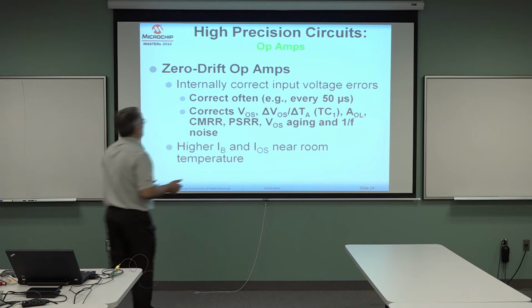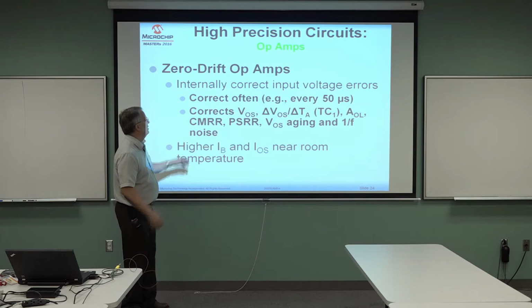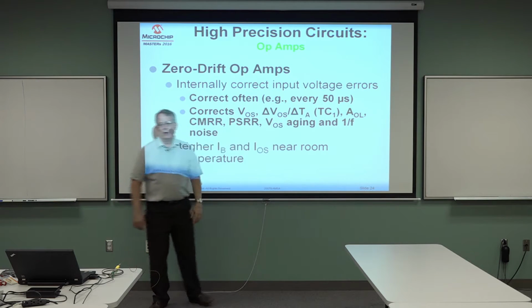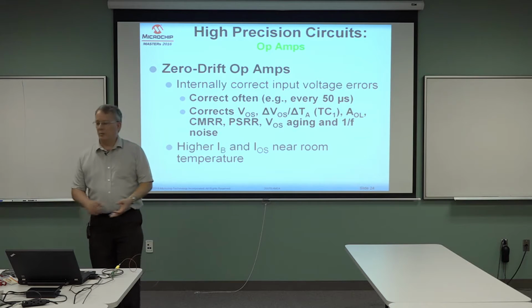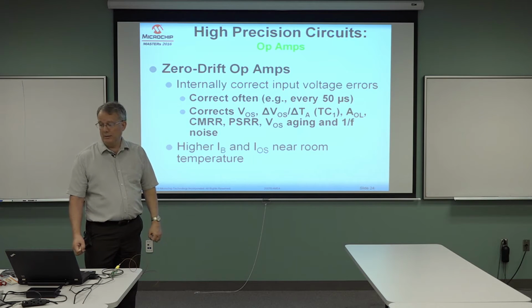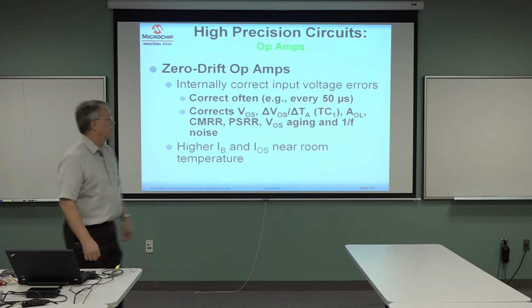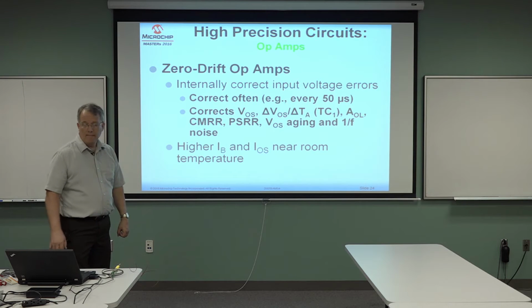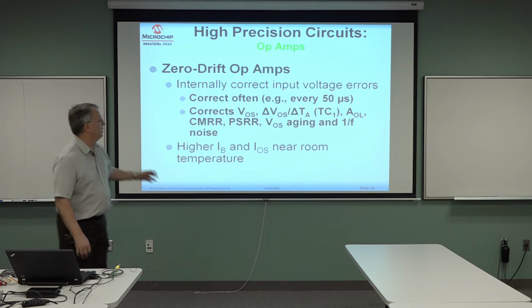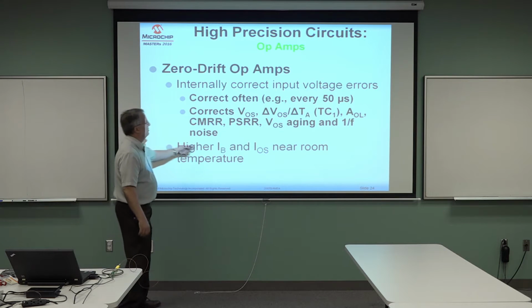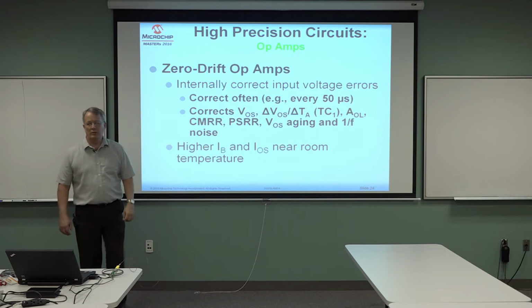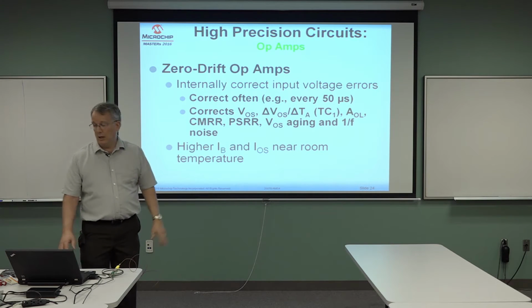So because it treats all causes the same, it corrects offset drift over temperature, open loop gain, common mode rejection, power supply rejection, aging, and maybe surprisingly enough, 1 over F noise. They all get corrected. Now, at room temperature, as a downside, they do tend to increase offset current. Bias current, usually not so much, but mostly offset current gets increased at room temperature.